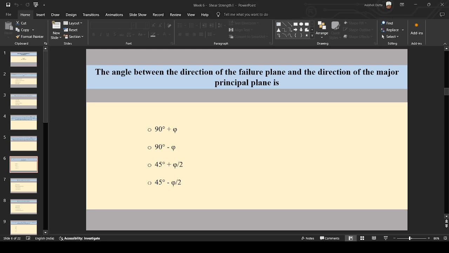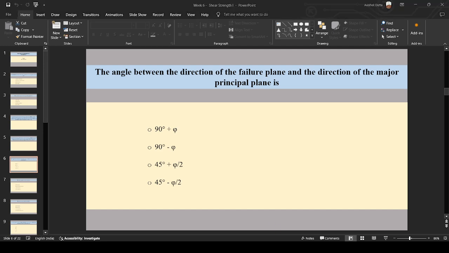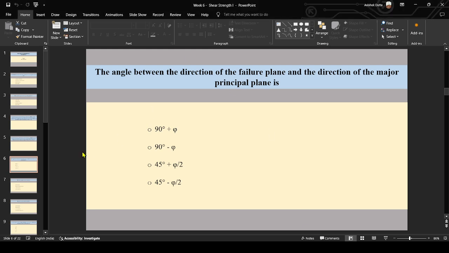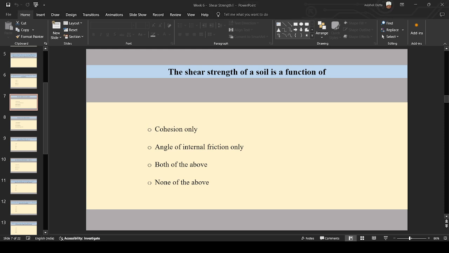I'll repeat the question. The angle between the direction of the failure plane and the direction of the major principal plane is, the options are 90 plus φ, 90 minus φ, 45 plus φ by 2, 45 minus φ by 2. Next question. The shear strength of a soil is a function of, your options are cohesion only, angle of internal friction only, both of the above, none of the above.